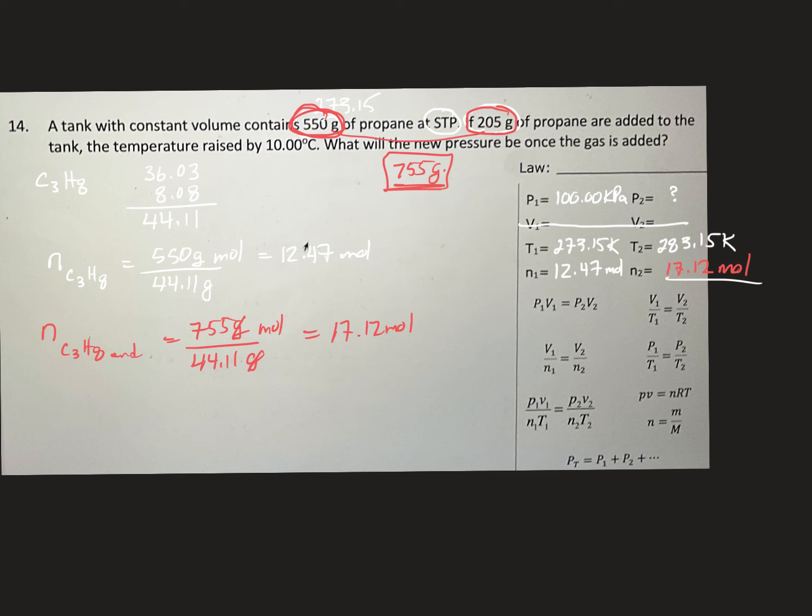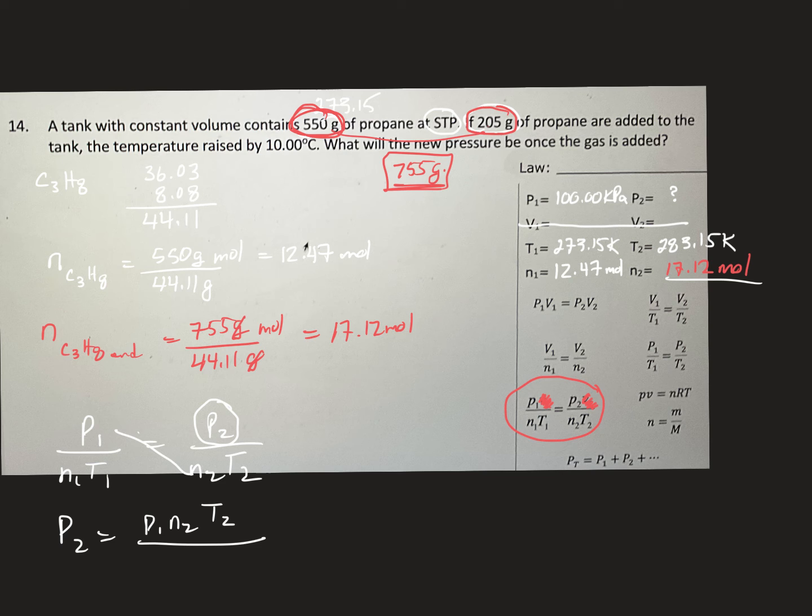Now I need a formula that has pressure, temperature, and moles in it. It looks like the only one is this one, but there's no change in volume, so I don't need to include that in my formula. So I'm going to have P1 over N1T1 equals P2 over N2T2. And I'm solving for the end pressure. So the end pressure will be equal to this cross here, P1N2T2, divided by N1T1.